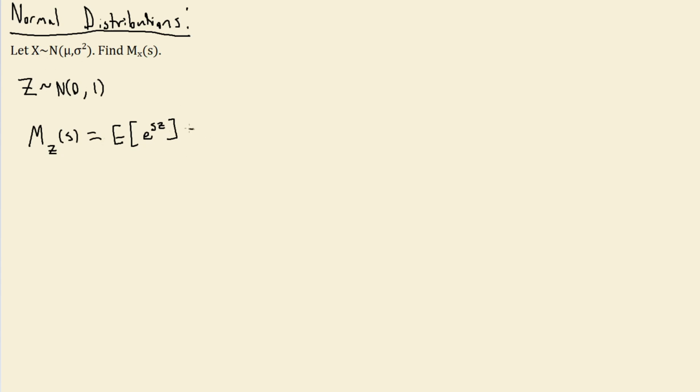And so just in keeping with the definition of expected value, this is according to the law of the unconscious statistician, this is just e to the sz multiplied by the probability density function for the standard normal distribution here, which is 1 over the square root of 2 pi, e to the negative 1/2, and then we'd have z squared here, and we would be integrating with respect to z.